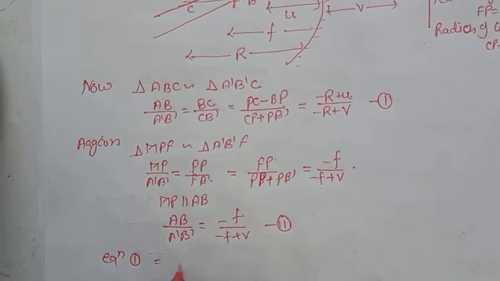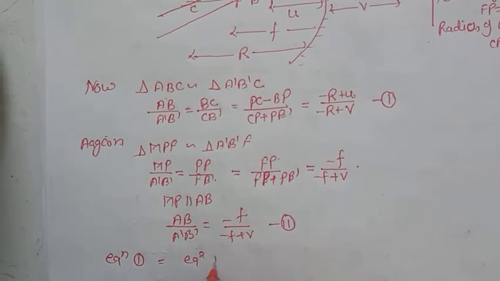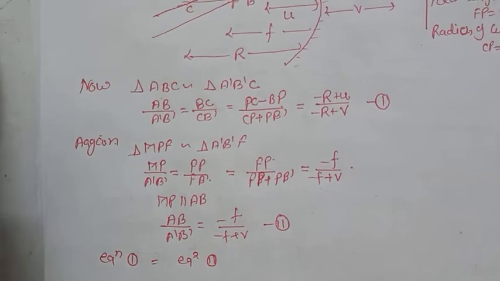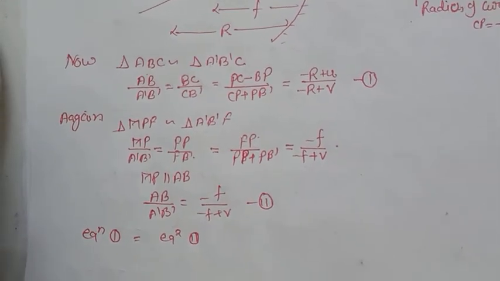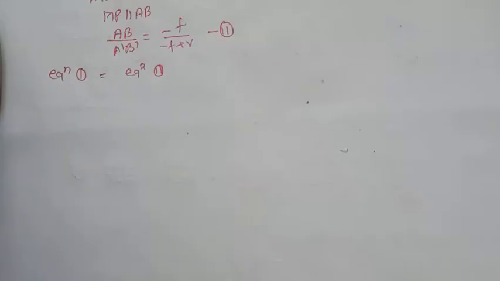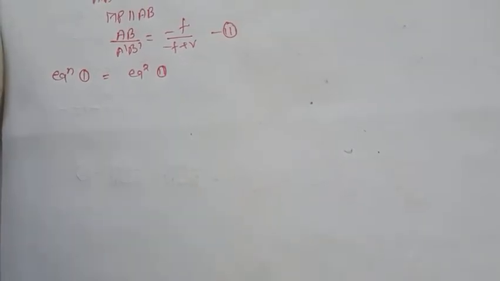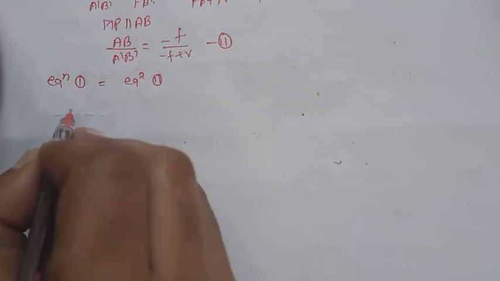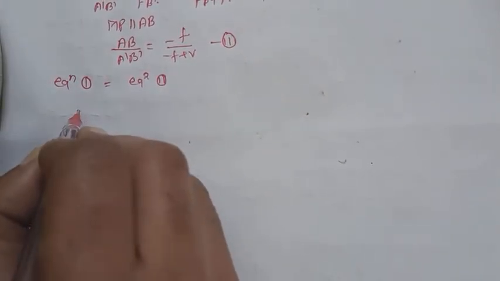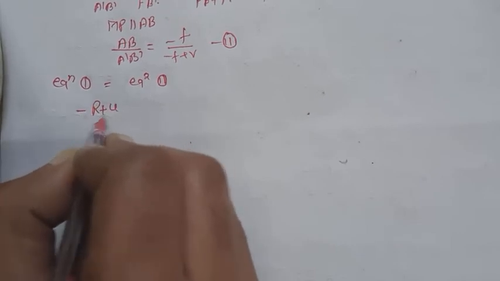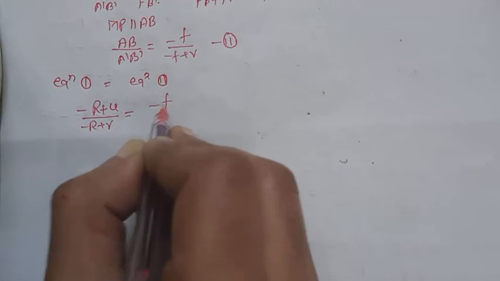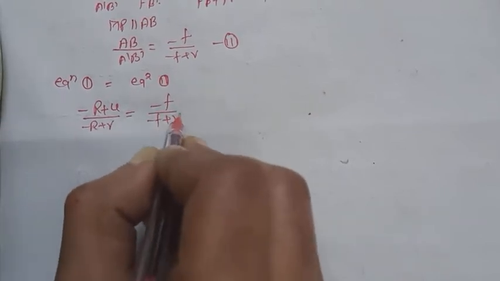Equation 1 is equivalent to equation 2, because we find the ratio of both triangles of image distance and height, image distance and object distance. Then again equation number 1, minus kr plus u divided by minus kr plus v, is equivalent to minus kf divided by minus kf plus v.